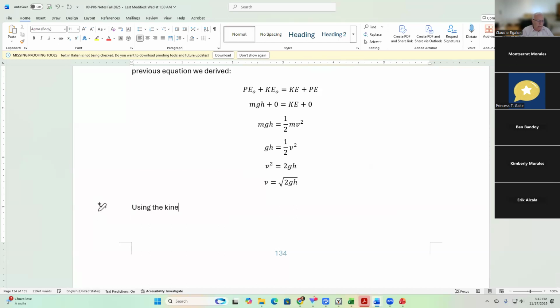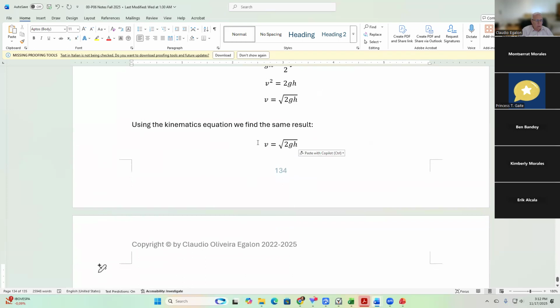Using the kinematics equations, we find the same result, right? And how do we do that? We use the Torricelli equation: v squared equals v naught squared plus 2a delta x. In this case, it's going to be delta y.